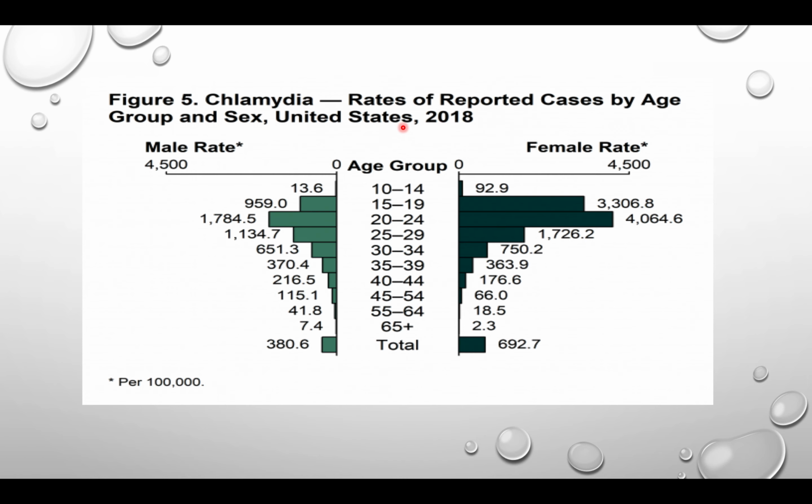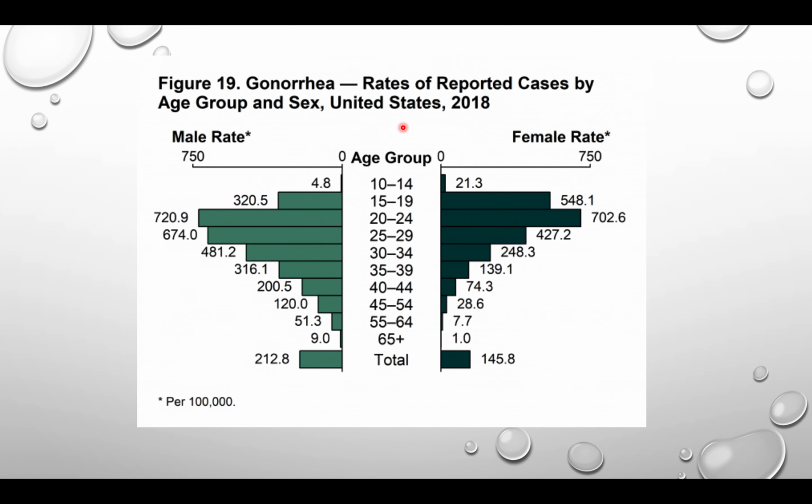So now let's go and look into gonorrhea. Gonorrhea reported cases in 2018. Males were very low, it's 4.8, but females were 21.3. And it's funny, in the last one females were more, but I see males being high on gonorrhea. I see from 15 till they are about 35, it's really high in men.